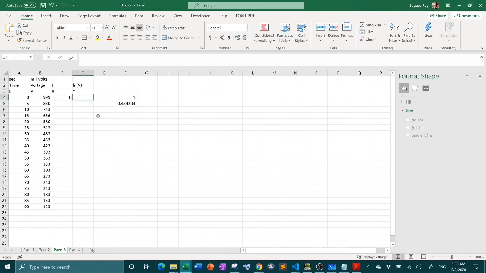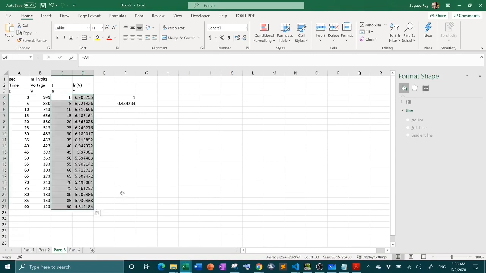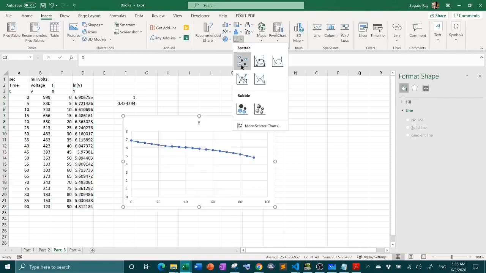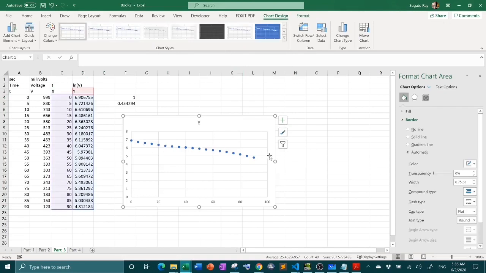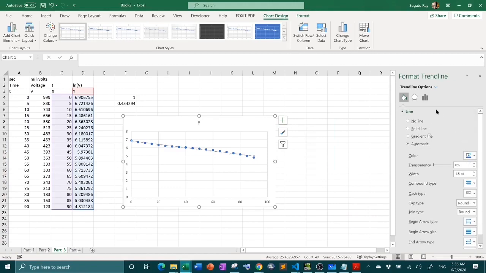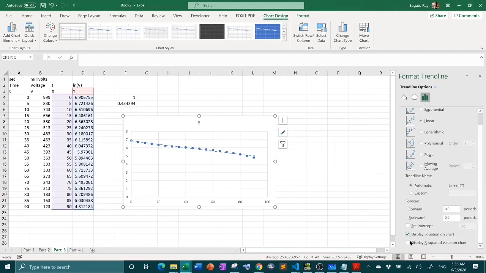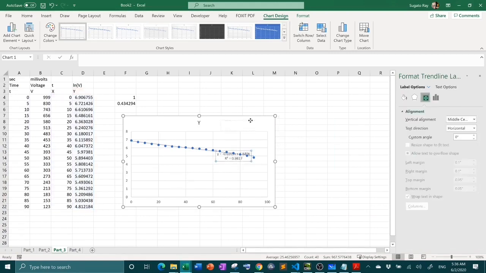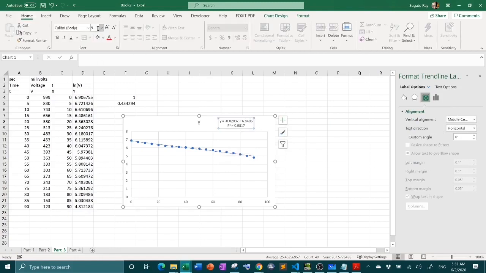Alright, so now that we know what to use here, we'll just do ln of the V. That fills this up, and now we can select this, go to insert, and plot. Now this is more or less linear. You can go ahead and add a trend line, more options, display equation, and we bring this here. We'll make it bigger.